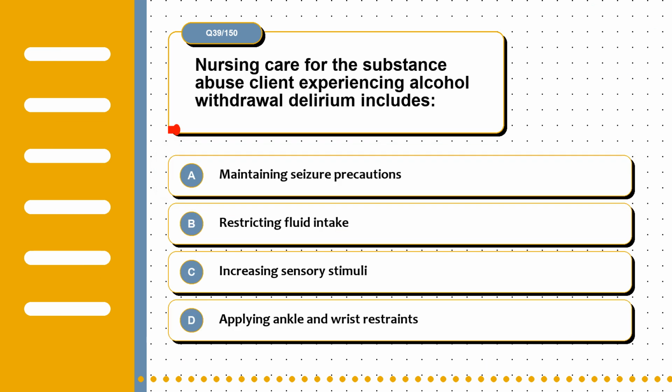Question 39. Nursing care for the substance abuse client experiencing alcohol withdrawal delirium includes. Here are the options. Option A. Maintaining seizure precautions. Option B. Restricting fluid intake. Option C. Increasing sensory stimuli. Option D. Applying ankle and wrist restraints.